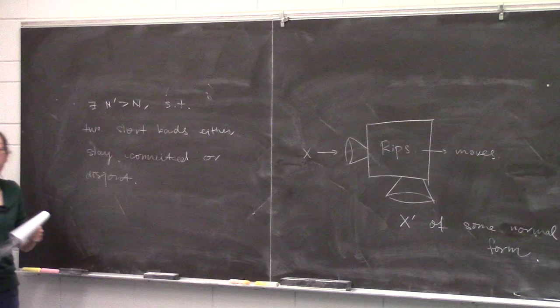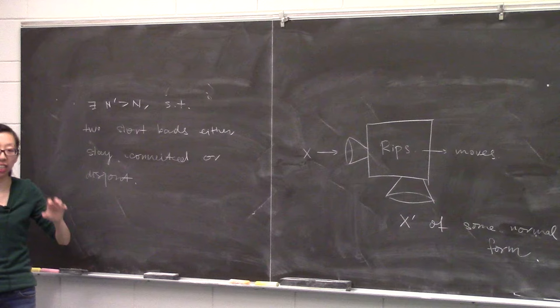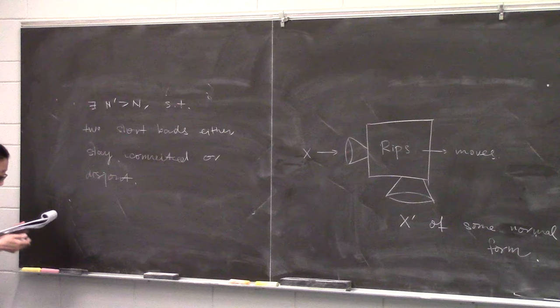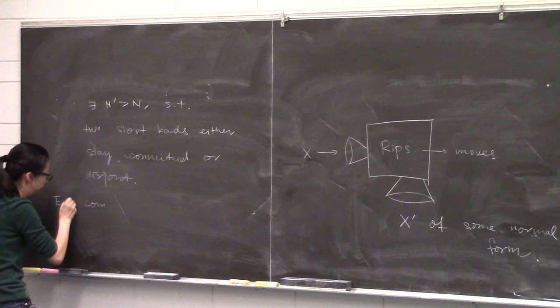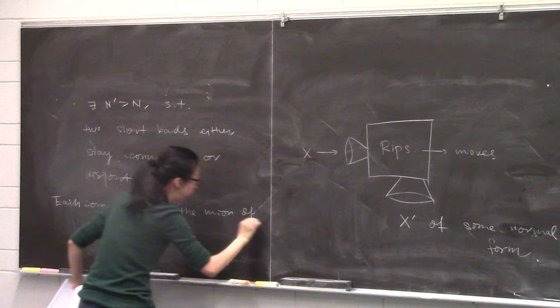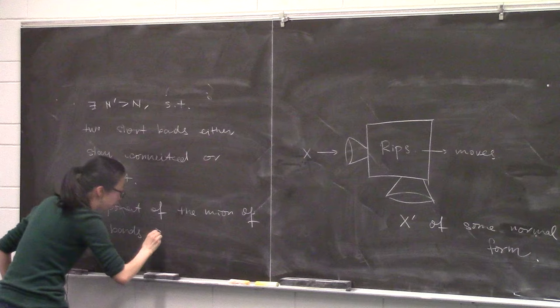Okay. And for those short bands, for some large n, they either stay connected or not connected. So you can talk about components of the union of short bands. And each component of the union of short bands is called an island.